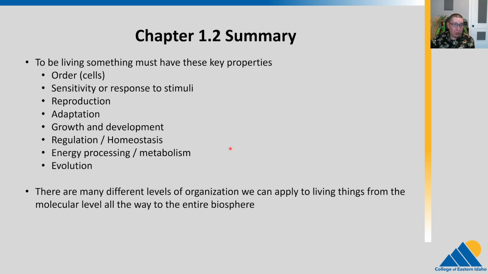So in chapter 1.2, we talked about what it means to be living. They got to have these key properties: order. For us, that meant they were composed of cells. Sensitivity, or the ability to respond to stimuli. They need to reproduce, have adaptation, growth, and development. Regulation / homeostasis, so they got to do chemical reactions inside that keep them at a steady state. Energy processing and metabolism, and they have to evolve. Remember, some things fall into that. Viruses fall into some of these, but not all of them, so they're not considered living.